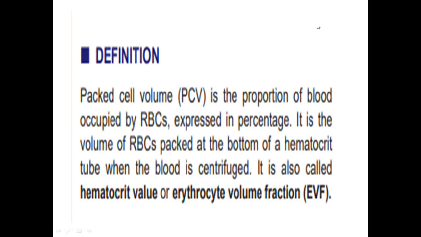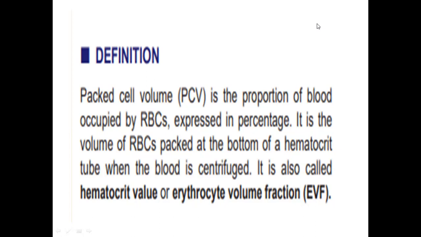So packed cell volume is defined as the proportion of blood occupied by red blood cells, and we measure it in percentage. It is the volume of red blood cells packed at the bottom of a hematocrit tube when the blood is centrifuged. Now, when we had our first class on blood, I told you that there was an experiment done by William Harvey where he put a sample of blood in a centrifuge machine and spun it around. And then the blood separated into two layers, the plasma layer and the blood cell layer.